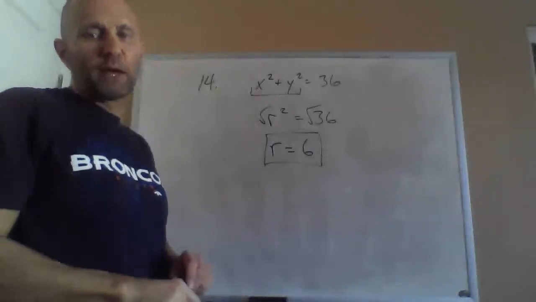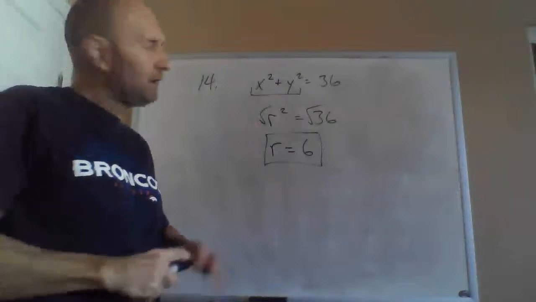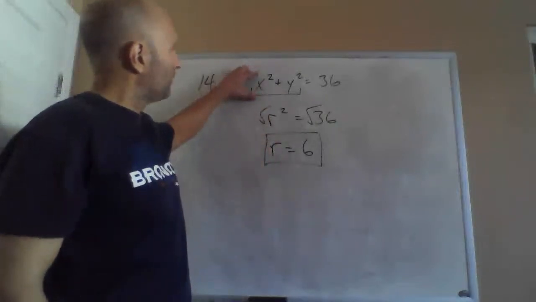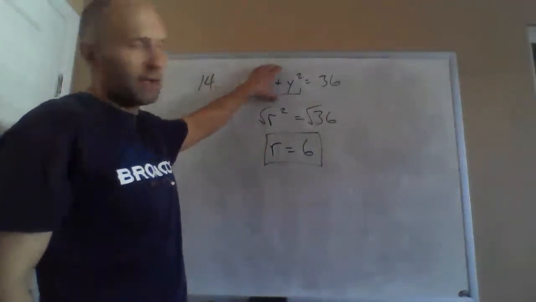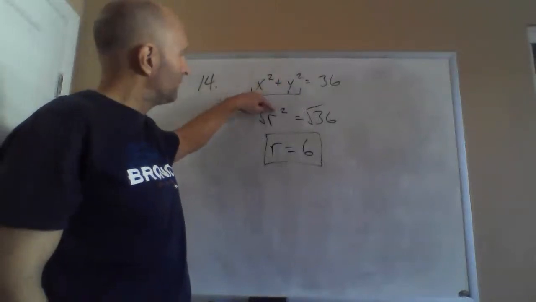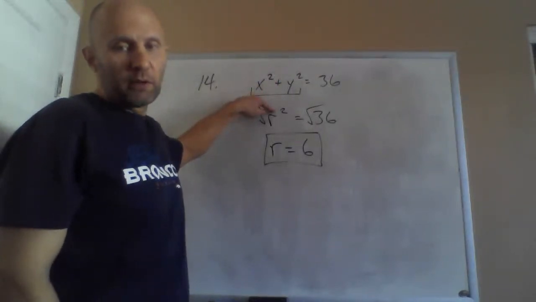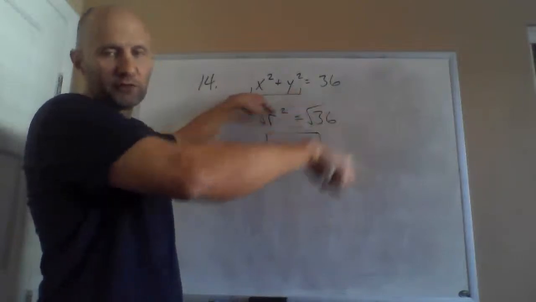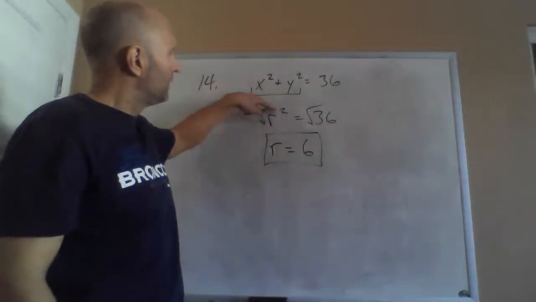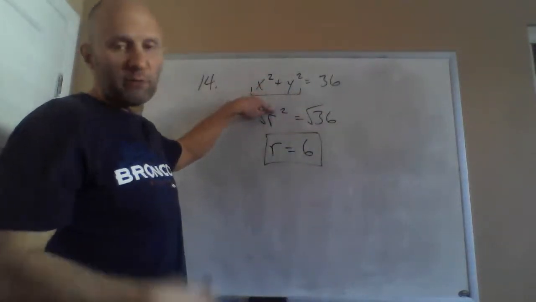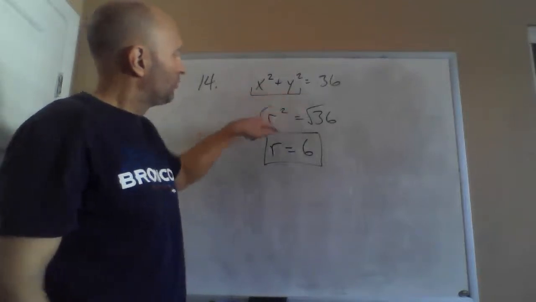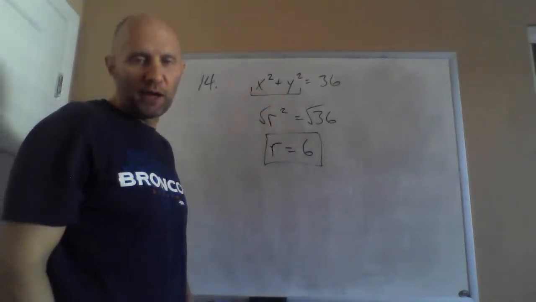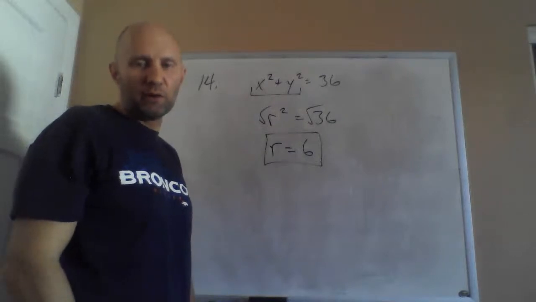So we didn't have to do anything at the start other than make this substitution. X squared plus y squared is r squared. And that was from that first list of 4 that I gave you guys. So this is r squared, but we want r by itself. So I'm going to take the square root of both sides, and that gives me just r is equal to 6.